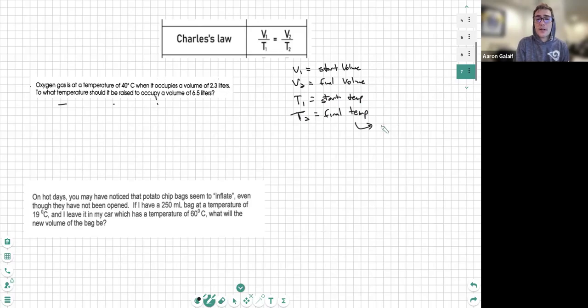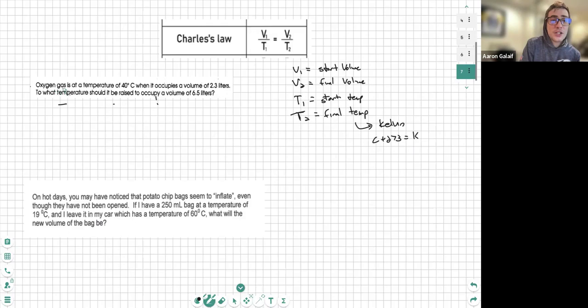Another thing we have to remember is that temperature is always in Kelvin, which we take Celsius plus 273 is equal to Kelvin. What we're going to do is read the problem. We're going to be given 3 out of the 4, and we're going to solve for the missing fourth. Very straightforward. So let's read.